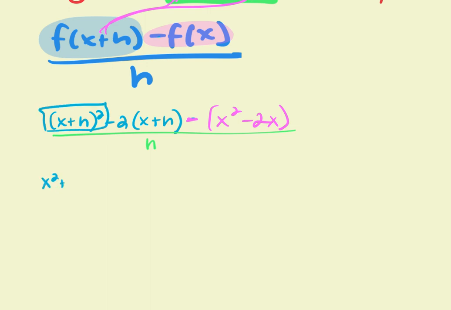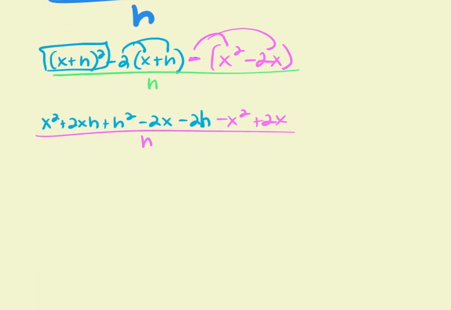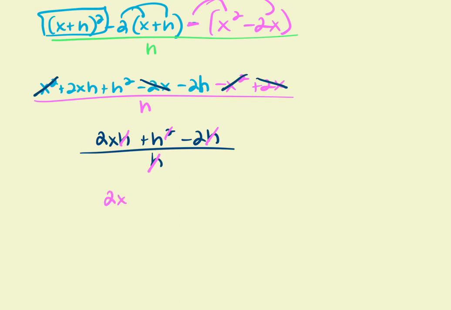So first comes x plus h squared. This is x squared plus 2xh plus h squared. Distribute the negative 2 here: minus 2x minus 2h. Distribute the negative here: minus x squared plus 2x, all over h. Remember, if you've done it correctly, anything without an h should cancel out. So x squared minus x squared, negative 2x, positive 2x. I've got 2xh plus h squared minus 2h over h. And each term should get an h canceled out, and I get 2x plus h minus 2.